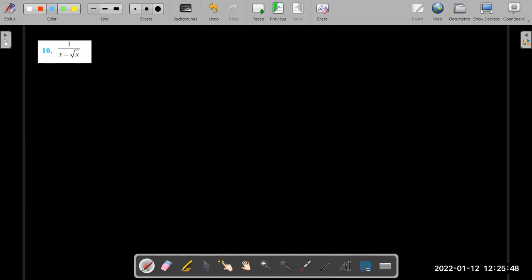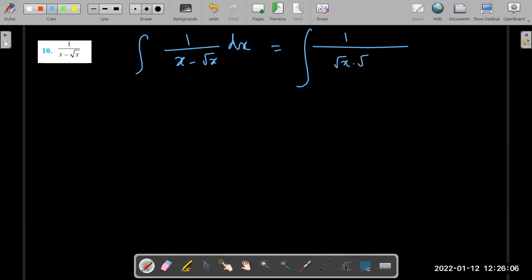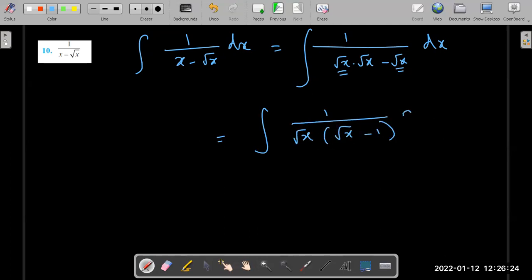So the integral of 1 over x minus root x dx. We try to simplify algebraically before we go into the integration. So what is that simplification? I am writing this x as root x multiplied by root x, so that you can take this common. Then you take root x common, and you get root x into root x minus 1 dx.